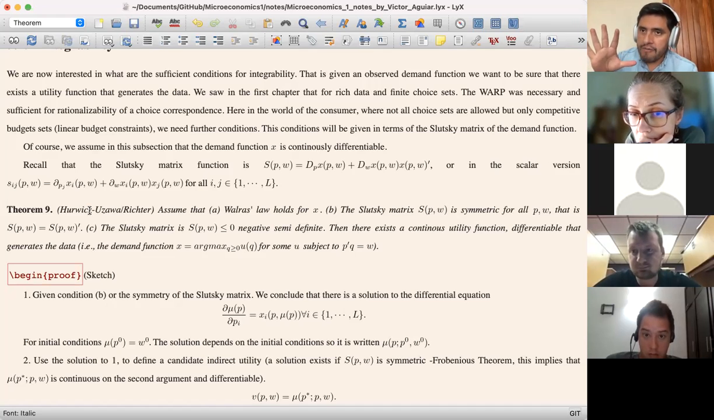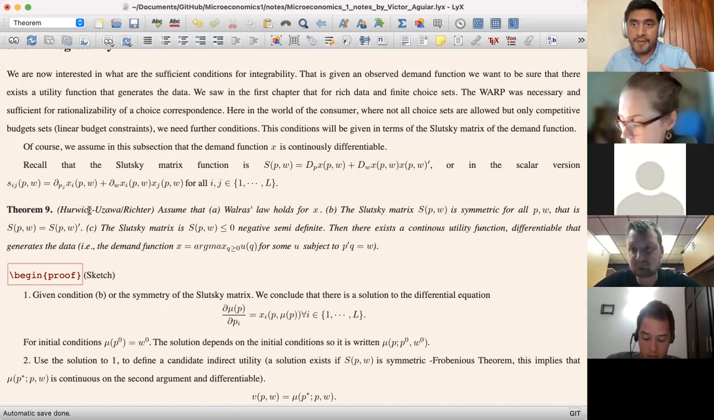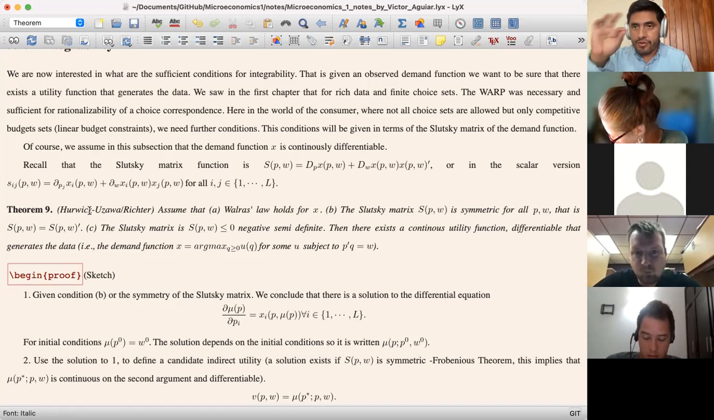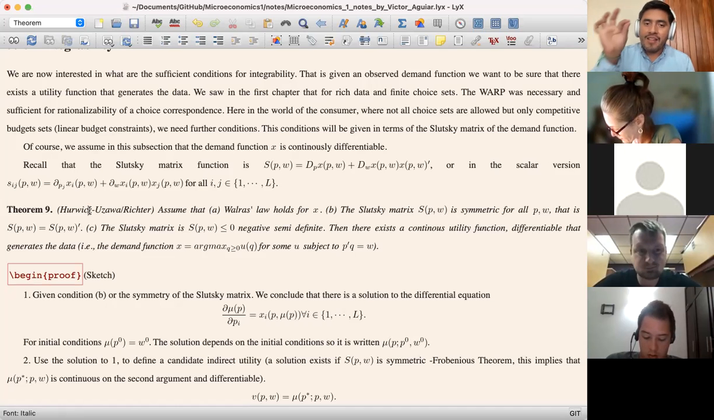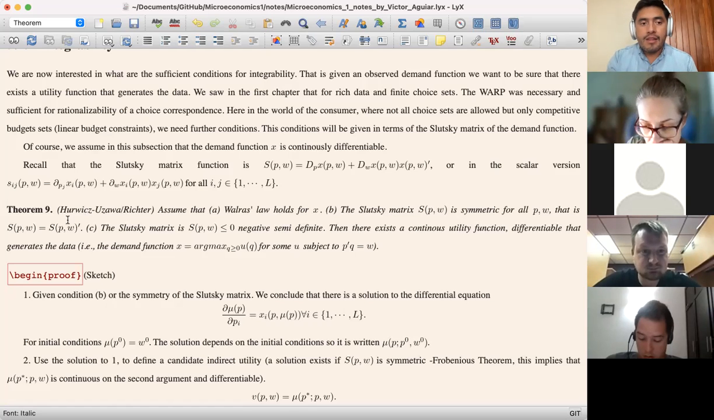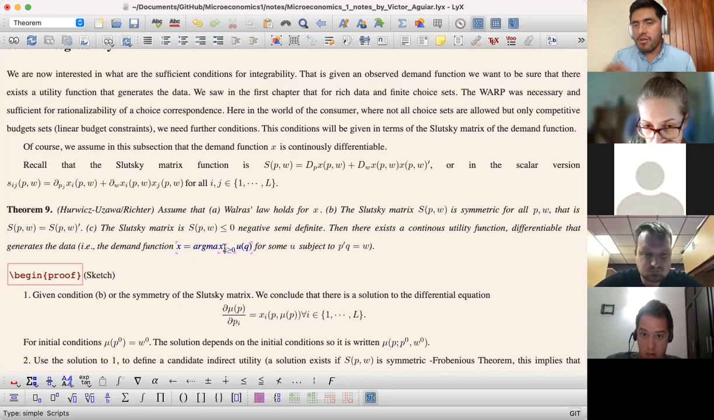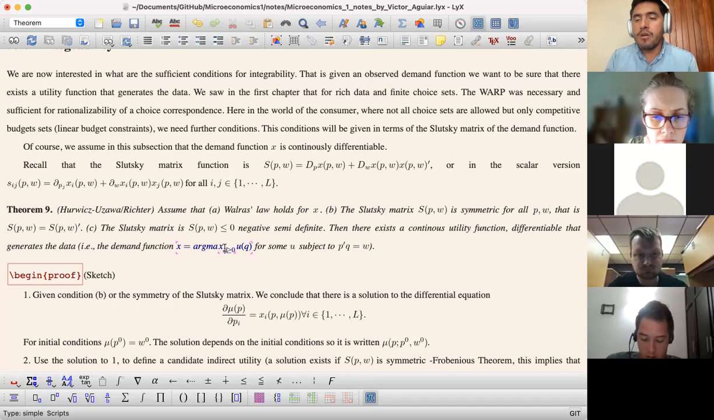That's what I don't like about Mas-Colell, because it makes a big deal about homogeneity of prices and now it disappears, right? Then you have to figure out that homogeneity of prices is implied here by Walras' law and symmetry, right? But whatever, put it on the margin if you want. And then, there exists, and this is the key, this is the punchline: if that happens and you verify that, then there exists a continuous differentiable utility function that generates the data. Meaning that the demand function is the argmax, the result of maximizing the constructed utility subject to the budget constraint.